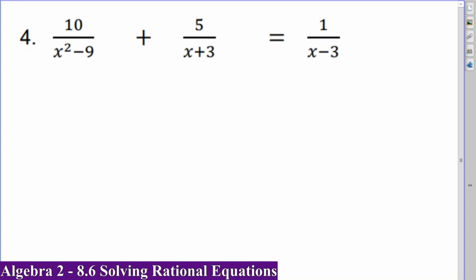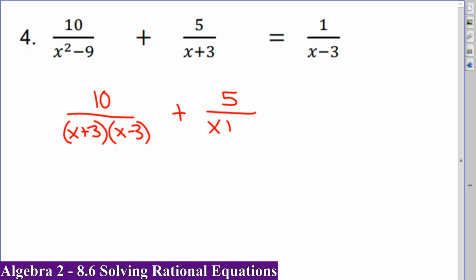So one last example here of solving these rational expressions. Biggest thing, always make sure that your denominators are completely factored. So when I look at x squared minus 9, we can rewrite that as 10 over x plus 3 times x minus 3. Difference of perfect squares. So 5 over x plus 3, can't factor that anymore. And can't factor 1 over x minus 3. So those are my three terms, completely factored.